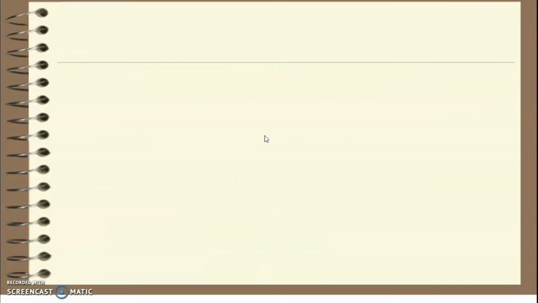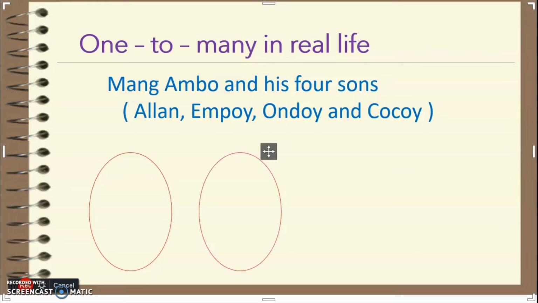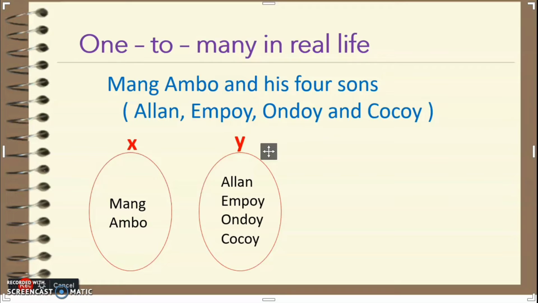So, we have 1-to-many in real life. We have Mang Ambo and his four sons. We have Alan, Impoy, Untoy, and Kokoy. So we will represent this in the mapping diagram. We have Mang Ambo paired with his sons, Alan, Impoy, Untoy, and Kokoy, then connect. So this is the one-to-many in real life situation.